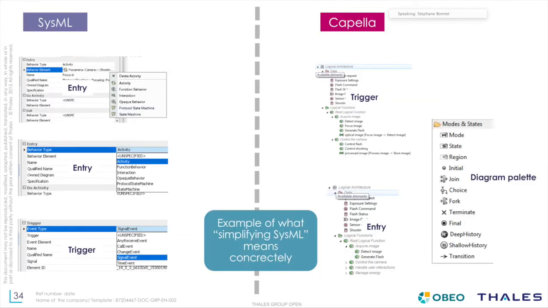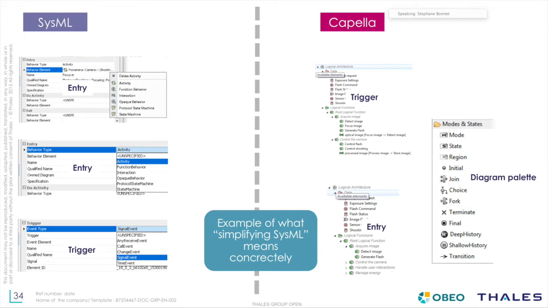And here, I want to use state machines to illustrate what we usually mean when we say simplifying SysML. On the left side, you have what you find in a typical SysML tool, here MagicDraw, and on the right side, what we have in Capella. In SysML, there's really rich expressiveness, and when you try to specify the entry of a state, for example, you have several choices, and you have to pick between different kinds of elements: activity, function behavior, interaction, opaque behavior, protocol state machines, and so on. The same for trigger, where you have other choices, of course. We know that our systems engineers are not able, or not willing, or don't need to understand all the differences between the different options that would be presented in SysML.